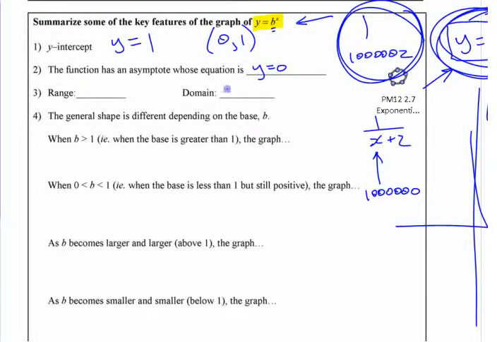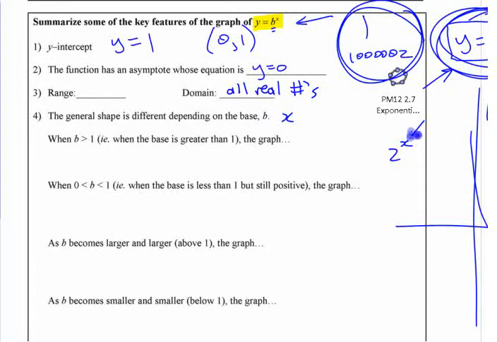The domain of this thing is all real numbers. You can choose any number for x, and that expression is defined, right? Put anything in here. There's no restrictions on what x can be there for exponential expressions. If you like the symbols, you can write x.